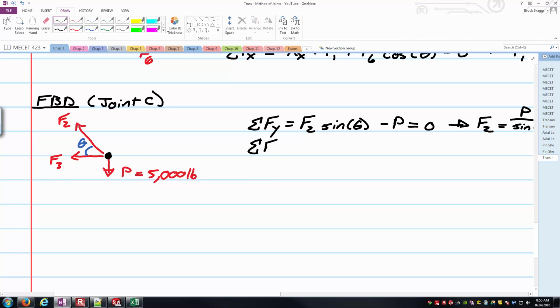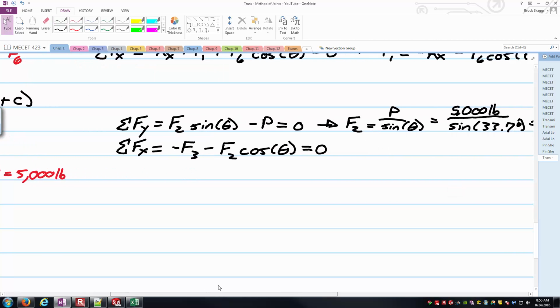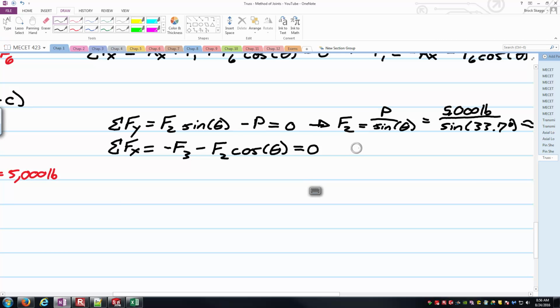So sum of the forces in the x, let's say negative F3. That one's moving off to the left. Then we'd also have minus the horizontal component of F2, right? Because a part of it is directed in the horizontal direction, not really moving, so to speak. But minus F2 times the cosine of theta. Notice P doesn't enter into this equation because it's only moving vertically, not horizontally. And so now we're solving for F3.